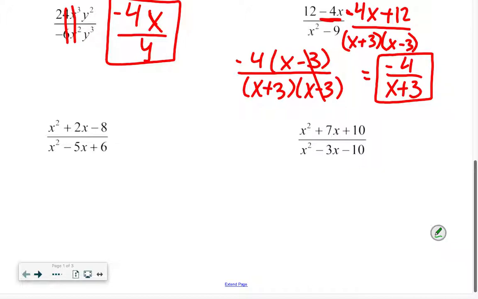Alright, I got stuff with x squareds, which means I want to put them in my double bubble stuff. I need numbers that multiply to negative 8 and add to 2. Plus 4, minus 2. You guys agree?